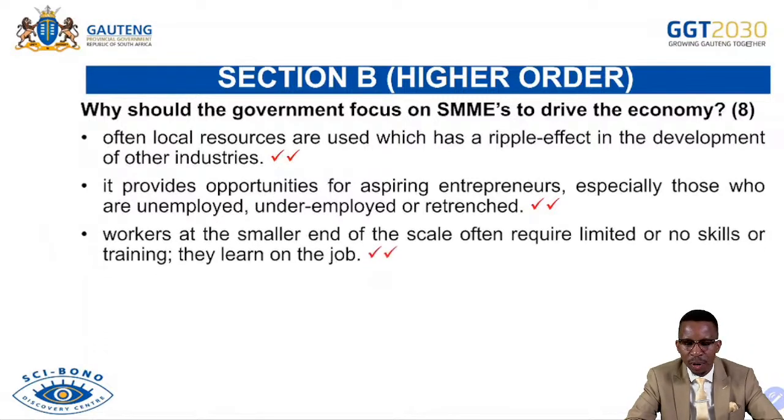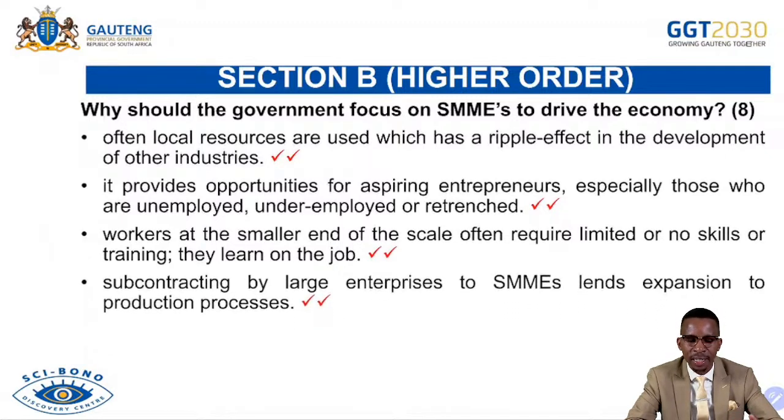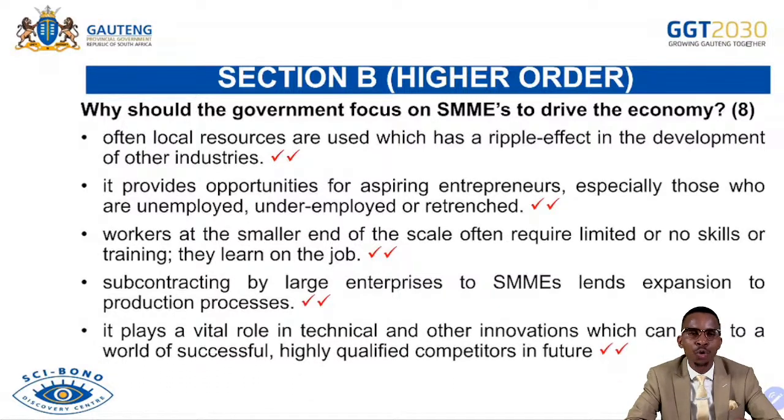Workers at the smaller end of the scale often require limited or no skill or training; they learn on the job. So in SMMEs, workers do not mainly need much skill, they learn from the job, which allows for greater job creation of skilled, semi-skilled, and unskilled labor. Subcontracting by large enterprises to SMMEs lends expansion to the production process, if ever the small business gets contracts with larger businesses.